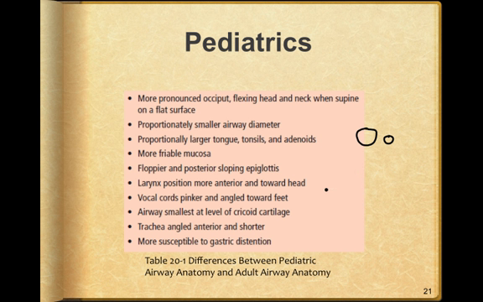So what that means is, in a pediatric airway versus an adult airway, this is an adult, the glottic opening is the smallest area. After that, it kind of opens up a little bit. So whenever we place the tube in there, there's plenty of room in a pediatric airway.